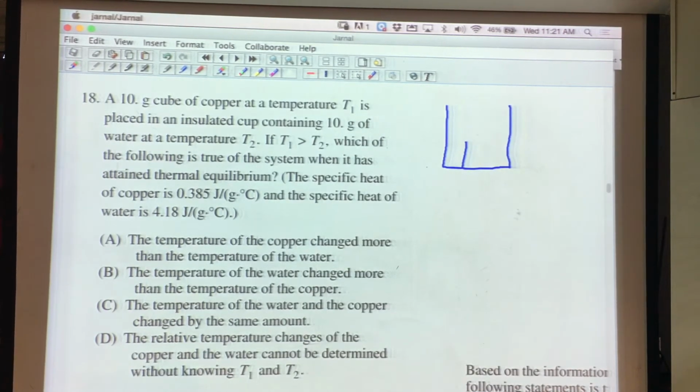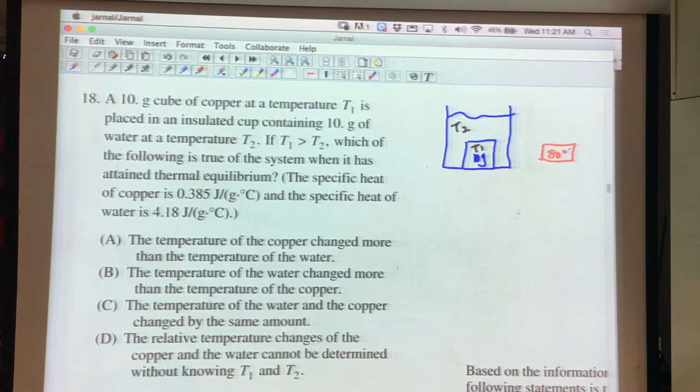Okay, we've got the cube. Okay, if it is a cube, yep. It's 10 grams of the copper cube. It's in some water. And T1, okay, I guess, temperature 1. So we have the copper at T1, okay, is placed in an insulated cup of 10 grams of water at T2. So the water's at T2. Okay. If T1 is greater than T2, so that means that the block is what? Warmer. Okay, so let's just make it another one here. Let's say 80 degrees Celsius. And the water is at, they said T1 is greater than T2, so that means the block is hotter than the water, 40 degrees Celsius.